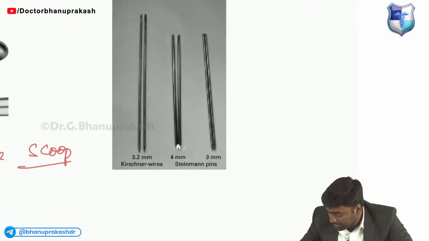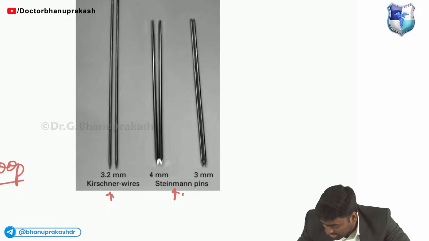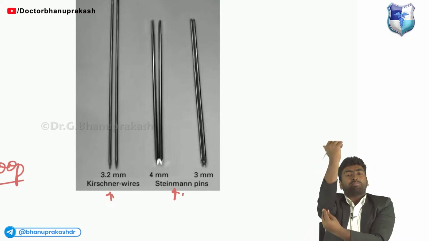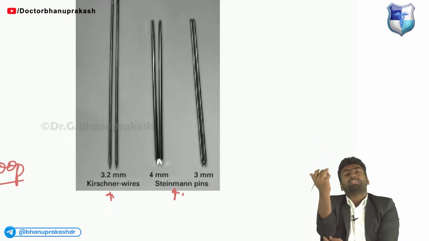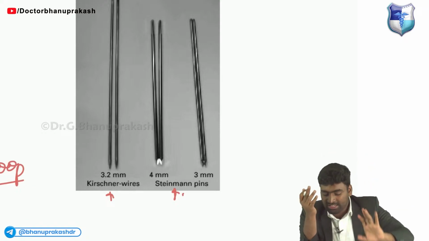And these are the pins. This is the K wire. This is the Steinmann pin. These are two pins, K wire and Steinmann pin. Usually K wires are very thin and used in distal procedures. For example, in the case of olecranon fracture, they will use tension band wiring. Or if there is any fracture here, you just put this K wire and do it.